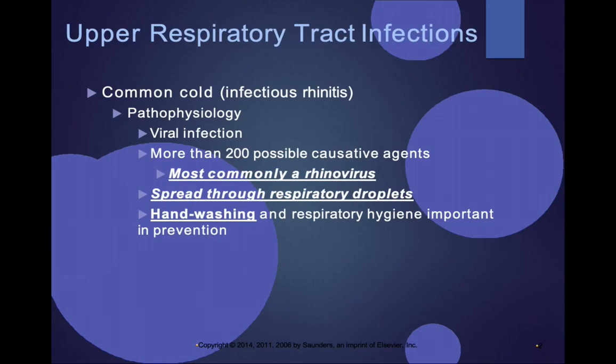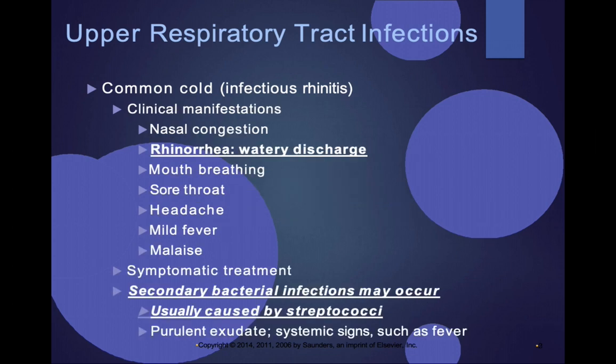So with the common cold or infectious rhinitis, it's a viral infection. There are more than 200 possible causative agents for this, but the most common is a rhinovirus. This is spread through respiratory droplets. So it's really important to wash your hands and be careful not to rub your nose. If you're coughing, cough into your shoulder or your sleeve, wear a mask, that type of thing. So respiratory hygiene is very important.